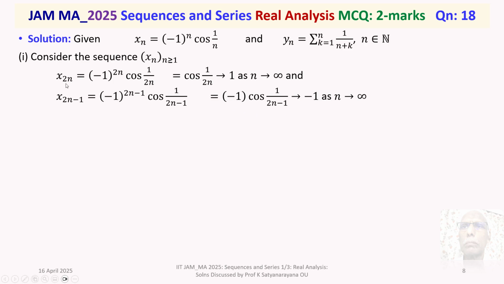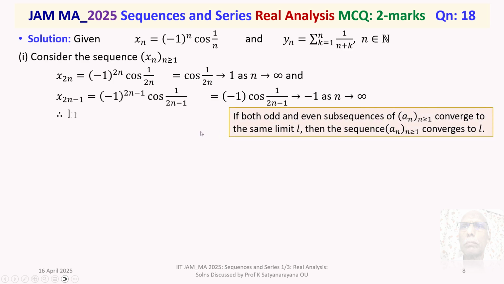So, thus the subsequence of even indexed terms converges to 1, and the subsequence of odd indexed terms converges to minus 1. So, these 2 subsequences are converging to 2 different limits. Therefore, the sequence is not convergent. And in fact, the limits are different. Therefore, limit n tends to infinity of xn does not exist.